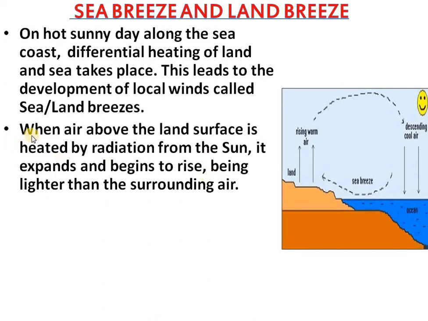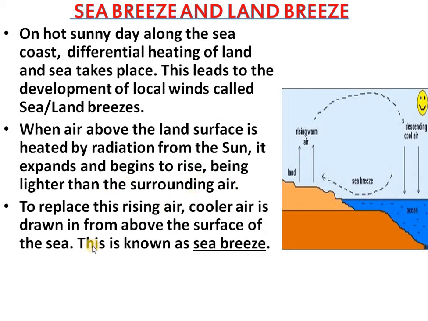So here it is written: when air above the land surface is heated by radiation of the sun, it expands and begins to rise. And why is it rising? Because it is lighter than normal air. So it rises up. To replace this rising air, because there is a vacuum, cooler air from the sea is drawn from the surface of the sea. So this is known as sea breeze, and it happens during the daytime.